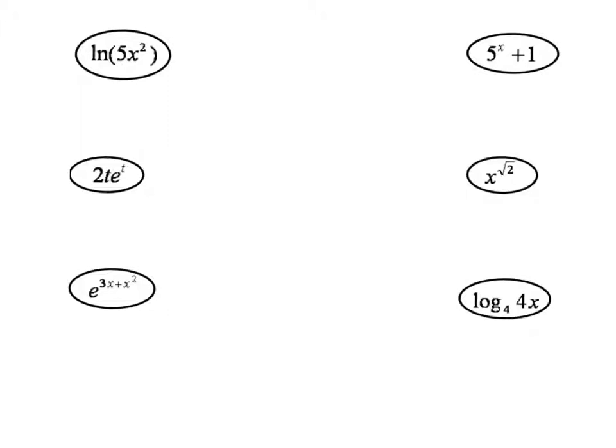I didn't actually define any of the functions with y's, but they're all dy dx. So the derivative of natural log is 1 over whatever is inside of natural log. So the derivative is going to be 1 over 5x squared. And then we multiply it by the derivative of 5x squared, which is 10x. Well, 10x divided by 5x squared reduces to 2 divided by x. So this is our derivative.